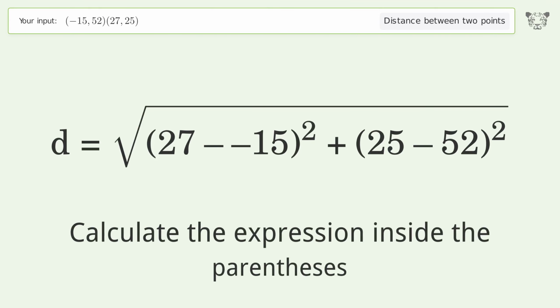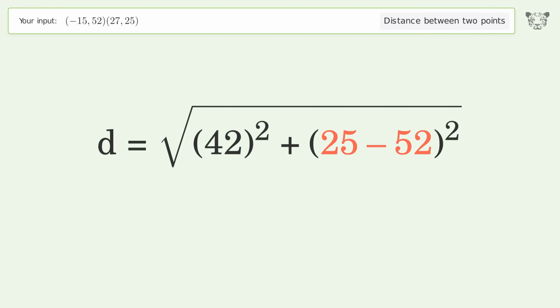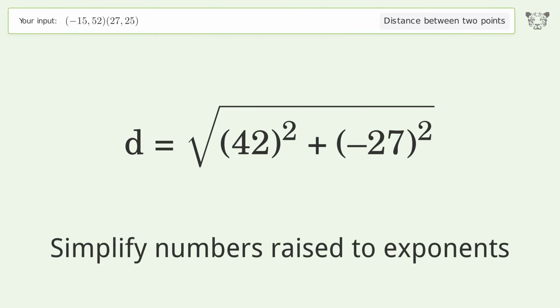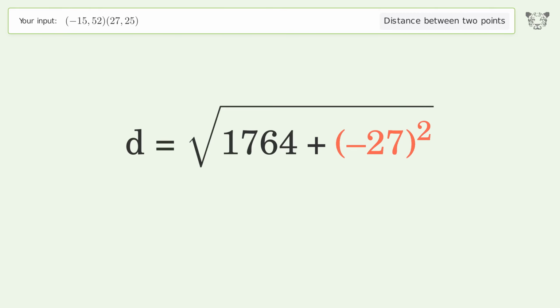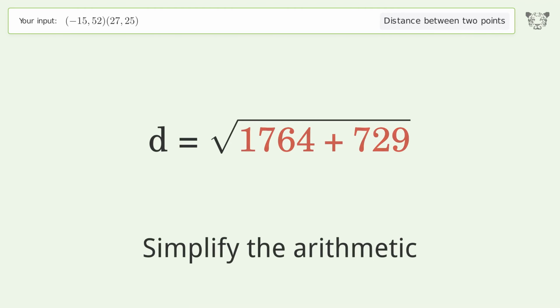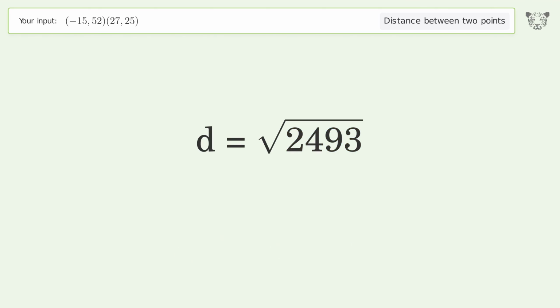Calculate the expression inside the parentheses. Simplify numbers raised to exponents. Simplify the arithmetic. And so the distance between the 2 points is the square root of 2,493, or 49.93.